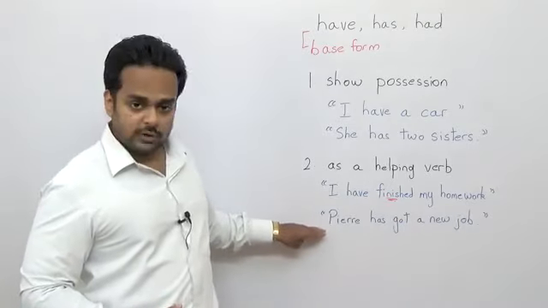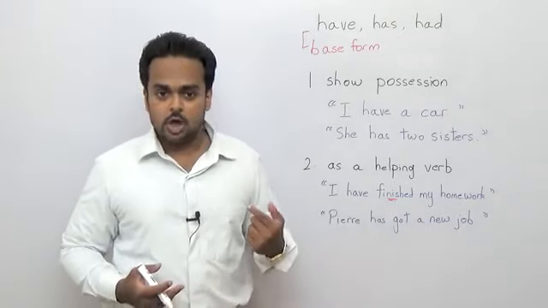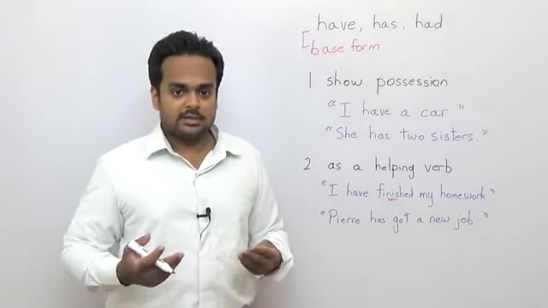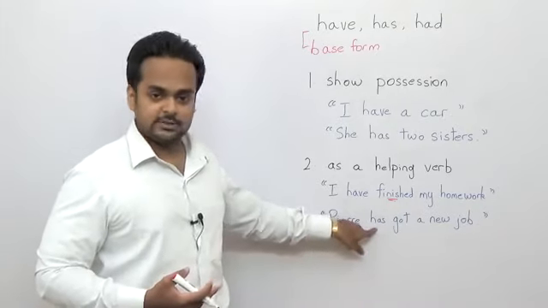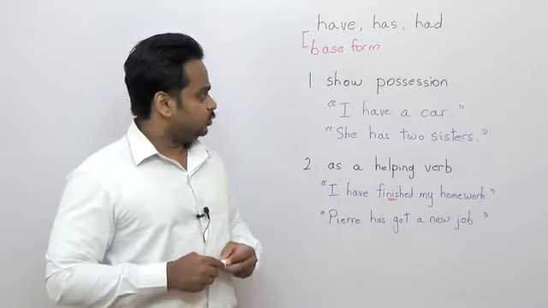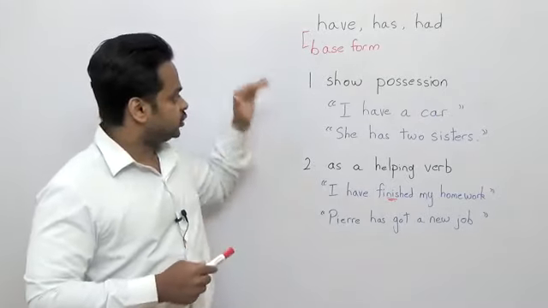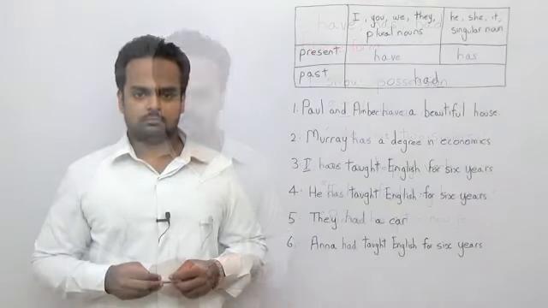And it's the same thing over here. Pierre has got a new job. Now, if you hear this, you would guess that Pierre has maybe recently got a new job. That's the function of has over here. Okay? So, have is used in two main ways. One is to show possession, and two, as a helping verb.